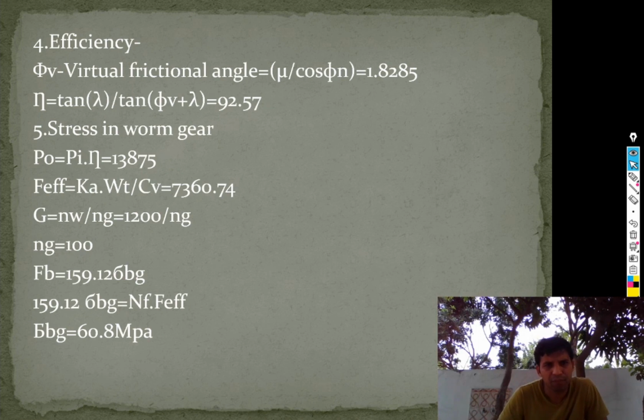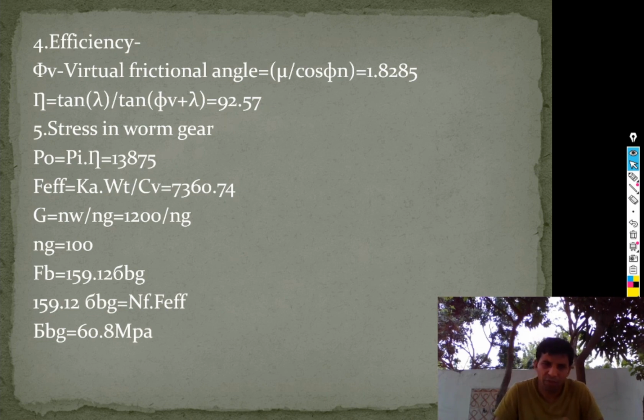In the fifth step, we have to find the stress in the worm. We have been given the power input, and in the previous step we calculated the efficiency. So we can find the power output, PO, which is equal to power input multiplied by efficiency, and we get a power output of 13,875. Similarly, we can find the effective load, that is F effective is equal to KAWT divided by CV. By putting in the values, we get F effective as 7360.74.